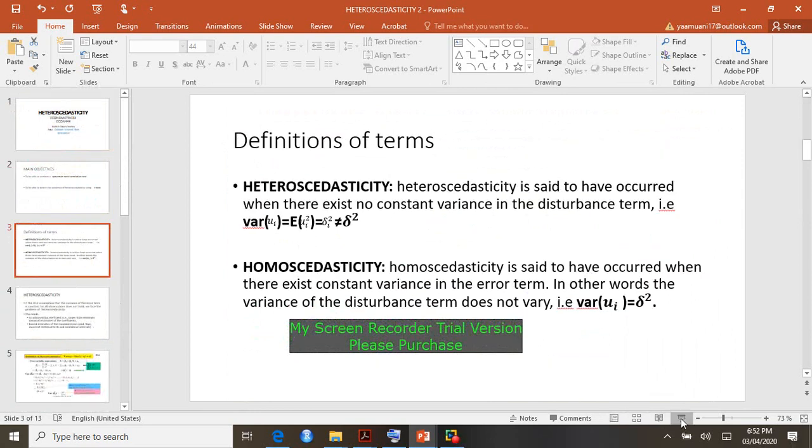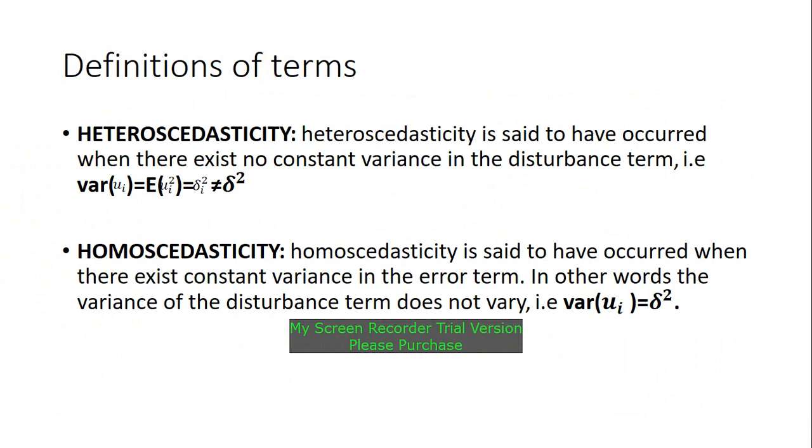So as we have said earlier, we can see heteroscedasticity as having occurred when there is no constant variance in the disturbance term. So when we have the variance of ui equal to expectation of ui squared, equal to sigma i squared, which is not equal to sigma squared, when this scenario holds, then heteroscedasticity exists.